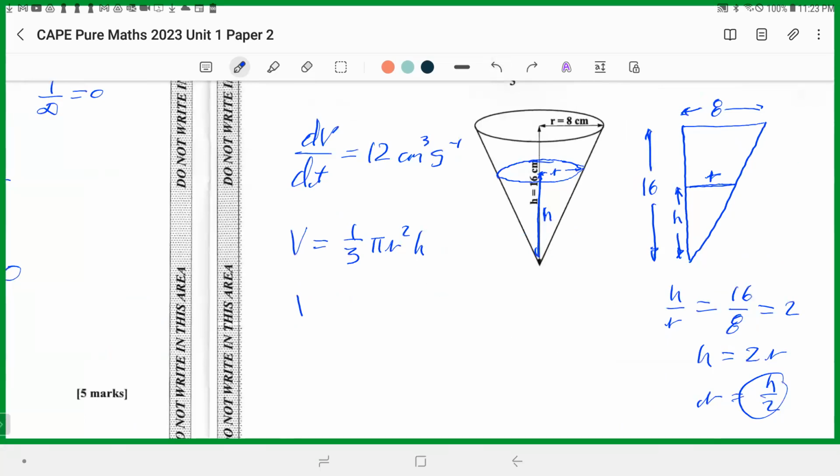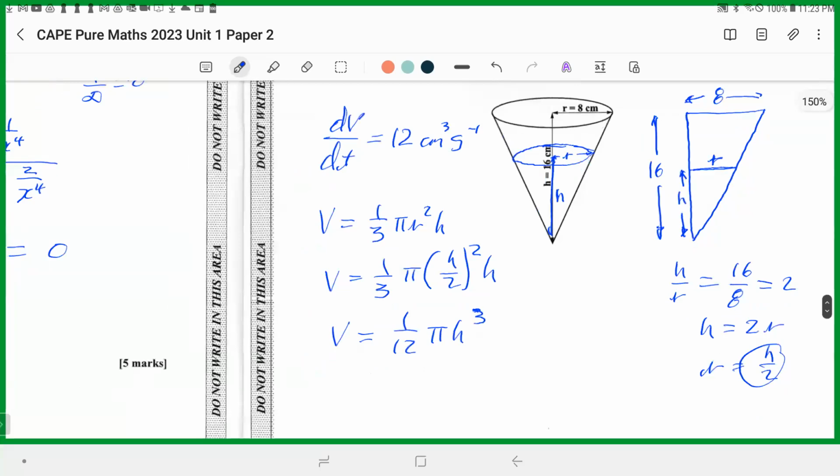So we're going to get that the volume equals 1/3 pi times h over 2 squared times h. We square the 2 and it becomes 4, and 4 times 3 is 12. So we're going to get 1/12 pi h cubed. We're going to have to differentiate this. So we know that dV by dh, which we're going to need, is 1/4 pi h squared.